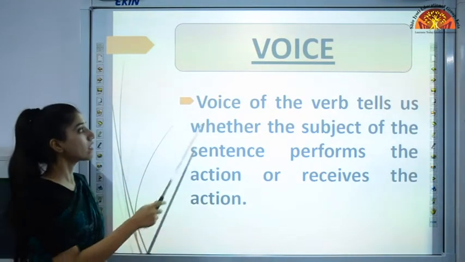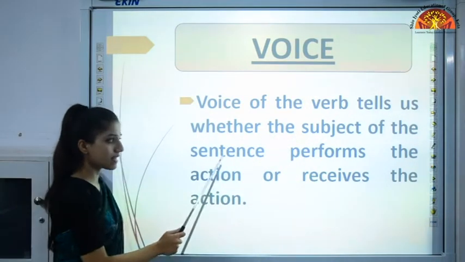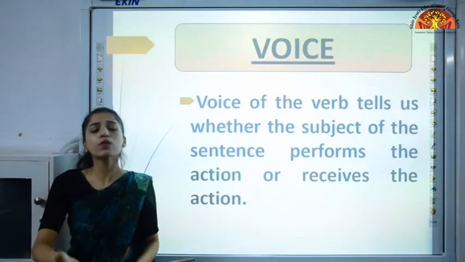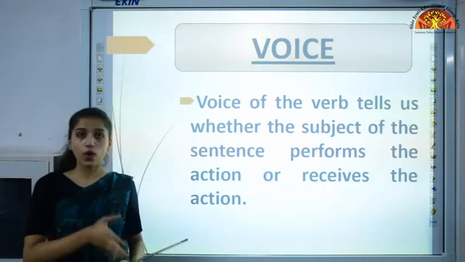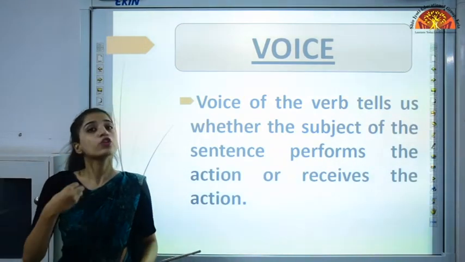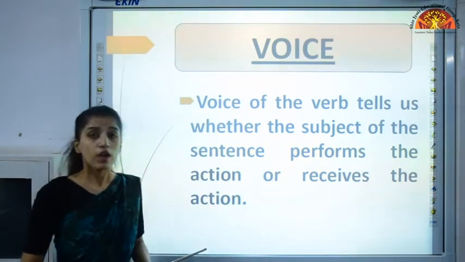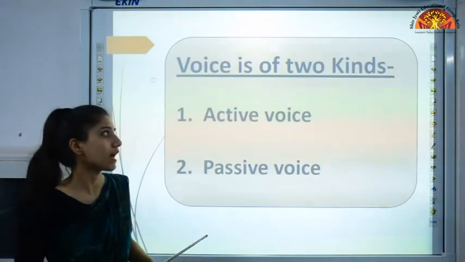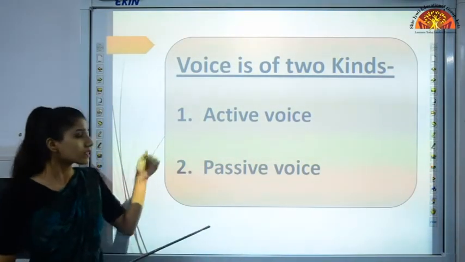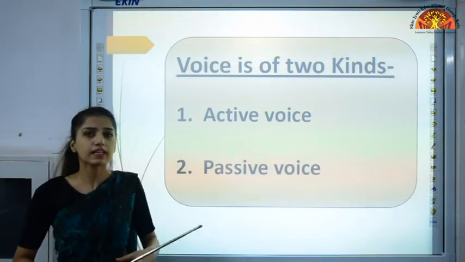Let's understand. Voice of the verb tells us whether the subject of the sentence performs the action or receives the action. In simple words, the voice of the verb tells us whether the subject of the sentence is the doer of the action or the receiver of the action. So now, voice is of two kinds, that is active voice and passive voice. Let's understand in brief.